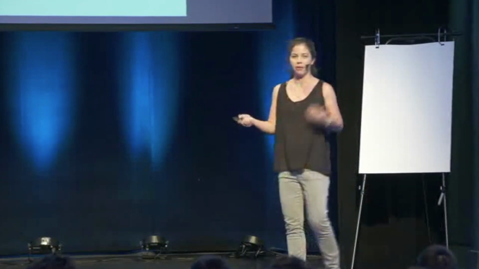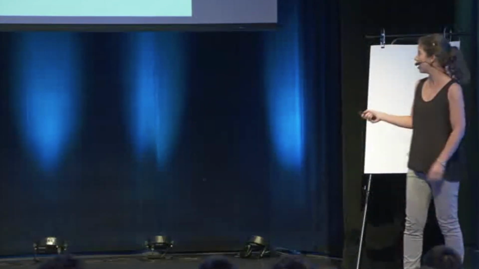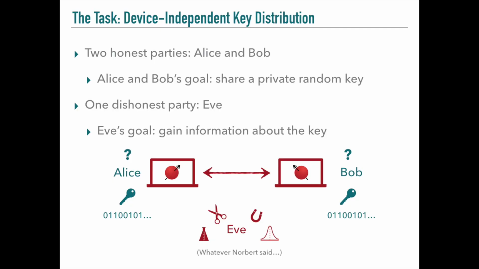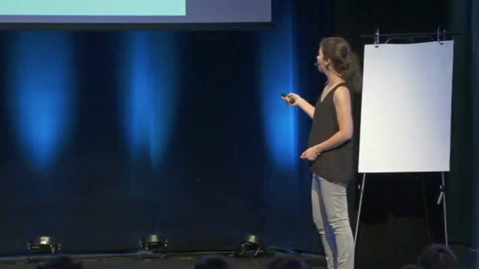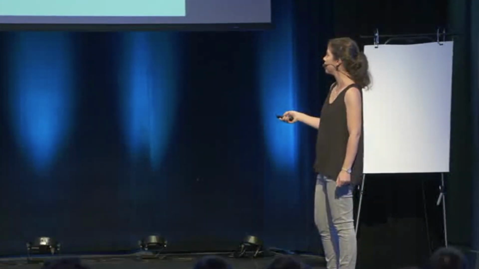Now we're switching to the device-independent case. So in the device-independent case, we actually give Eve more power. So now Eve also prepares the devices that Alice and Bob are going to use. So Alice and Bob, they don't know what's going on here.